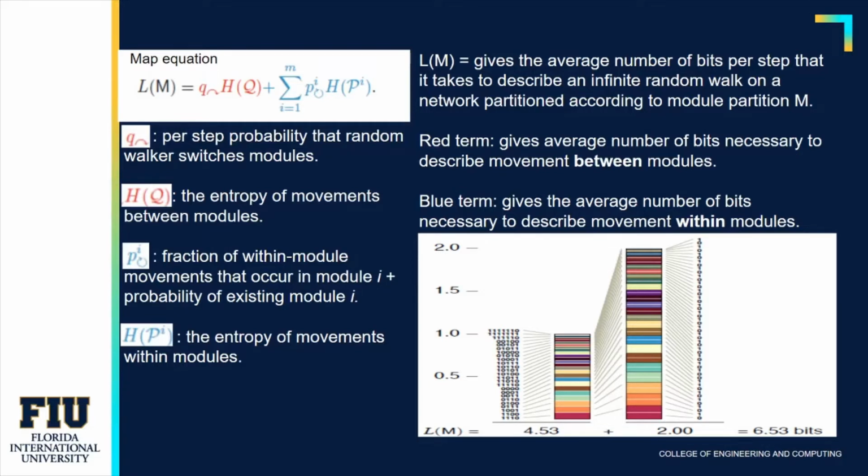For the red term, it gives the average number of bits necessary to describe movement between modules, which is multiplied by the per step probability and the entropy of movements between modules. And for the blue term, it gives the average number of bits necessary to describe movement within modules, which is multiplied by the fraction of within module movements and the entropy of movements within modules. In the image below, we can see the outcome from the map equation, which is the sum of the red term and blue term, the movement between modules and movement within modules.